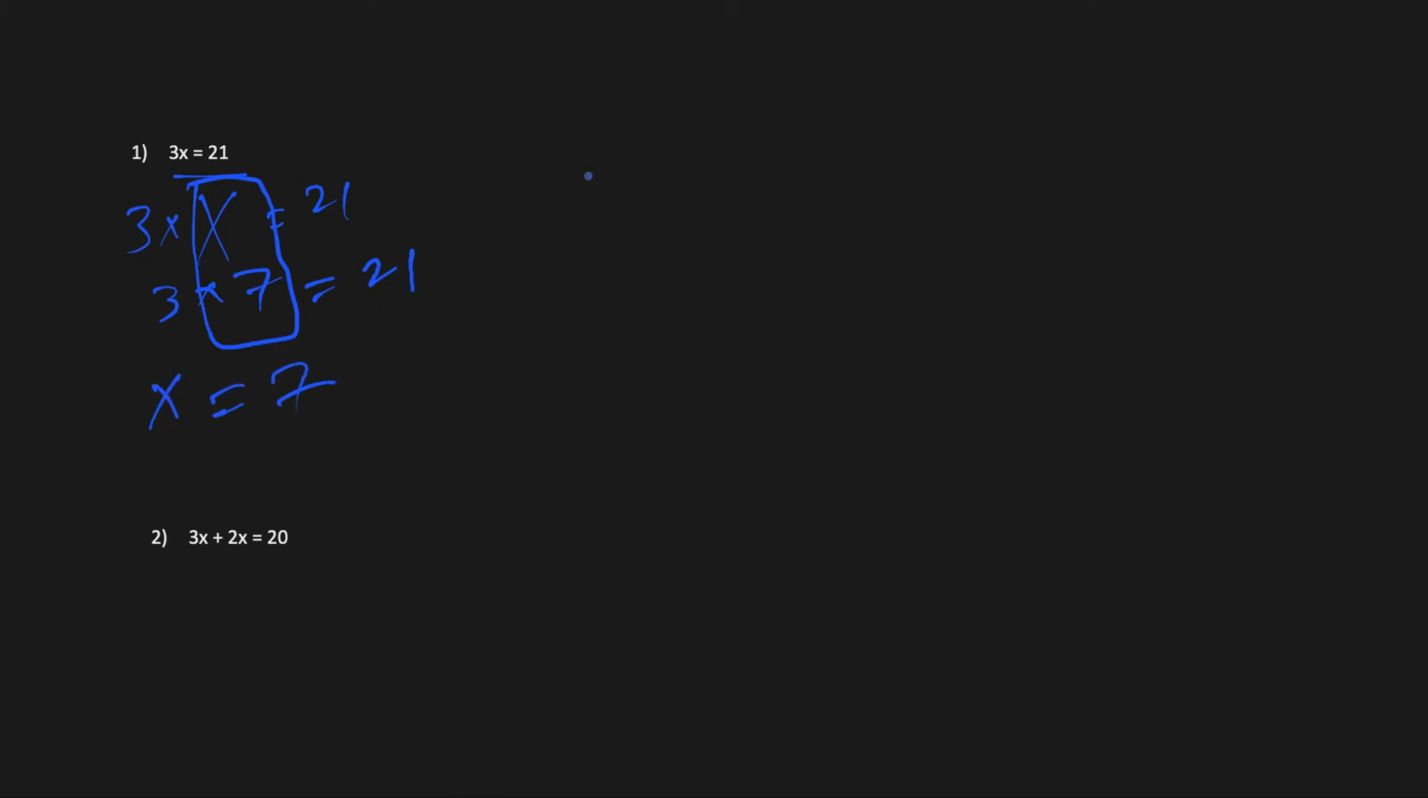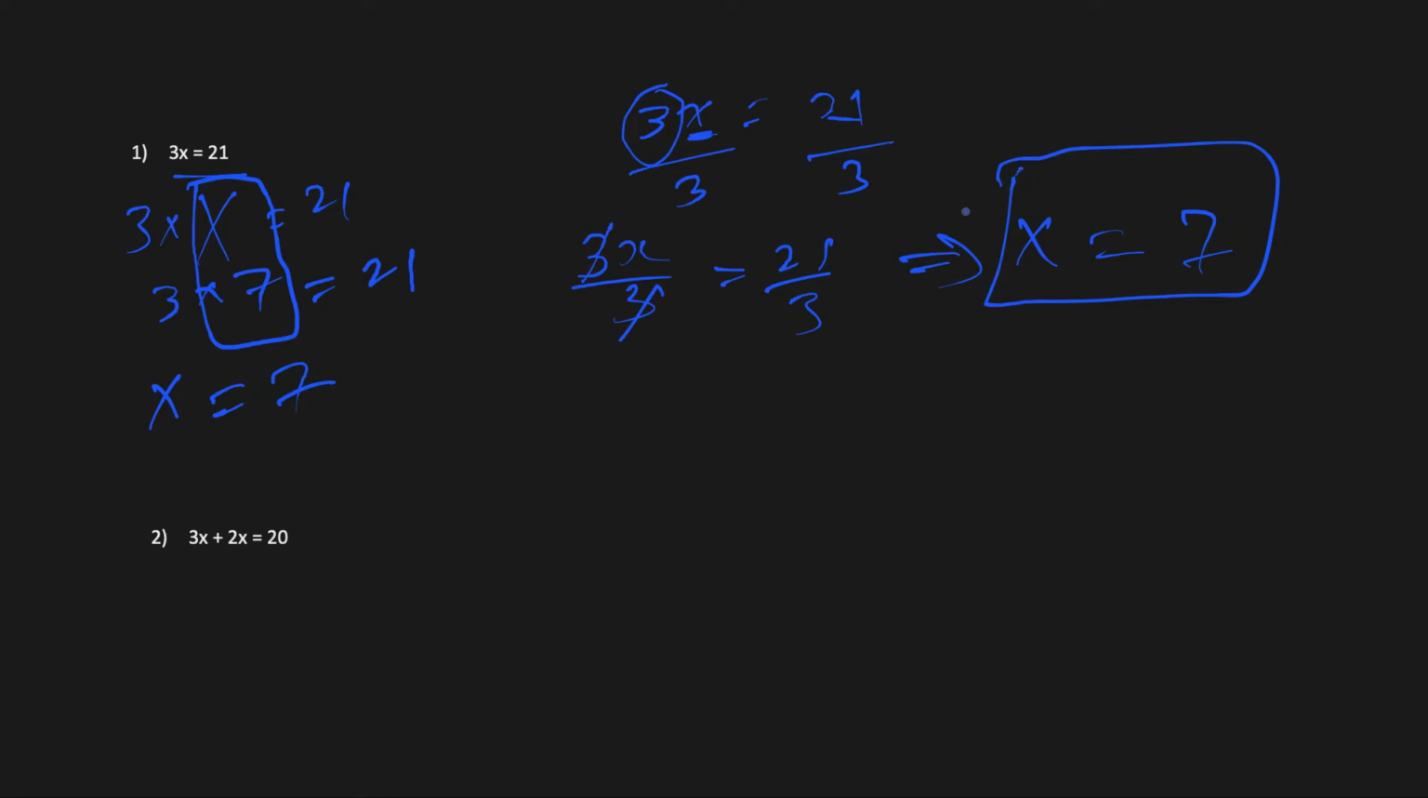Or the other way, if this is still too confusing, is we only want x on this side. We want to get rid of 3. So how can we get rid of 3? It's simple. We'll just divide both sides by 3. When we divide this by 3 and this by 3, the 3s cancel, and we get x equals, and then 21 divided by 3 is 7. So that's the answer. And again, you can see that this value fulfills the condition of the equation.